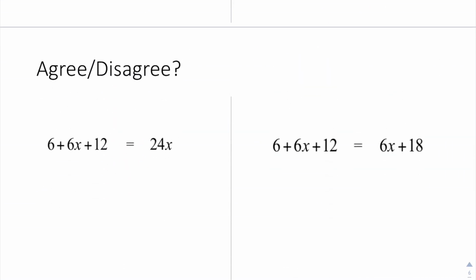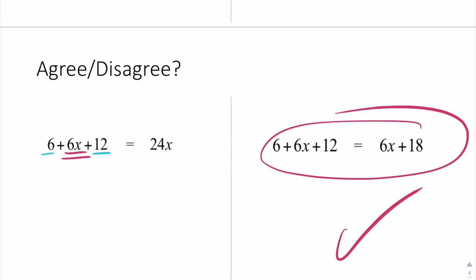All right, so now we're moving into the world of variables. In this problem, we have 6 and 12. 6 and 12 are both constants. They have no variables, which means they're like terms. Constants are always like terms. Then you have 6x, which is not a like term to the 6 and the 12 because it has an x. So we can put the 6 and 12 together to make an 18, but the 6x can't combine with that 18 to make a 24x. So over here, we agree. 6x plus 18, you have the 6x and the 6 and 12 make an 18. Over here, we disagree. It doesn't make sense because you can't put the 18 together with the 6x.